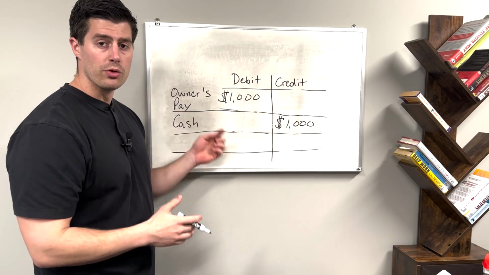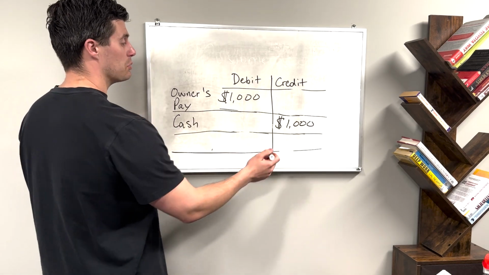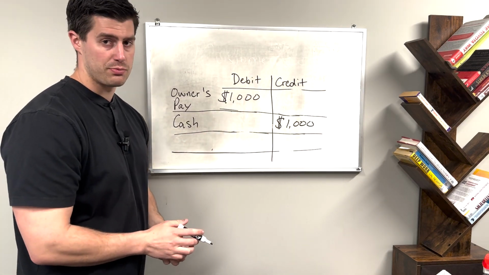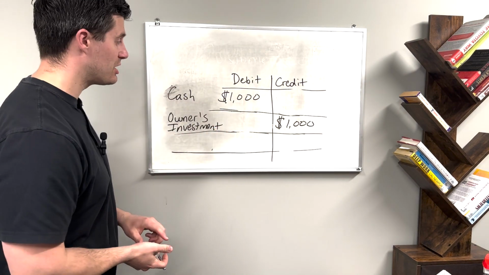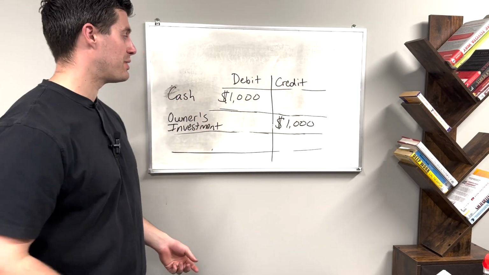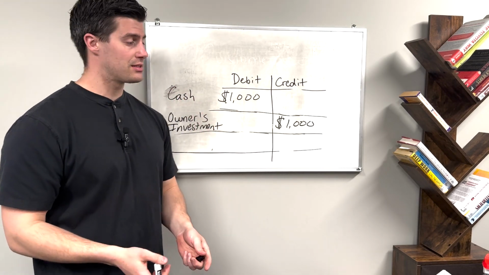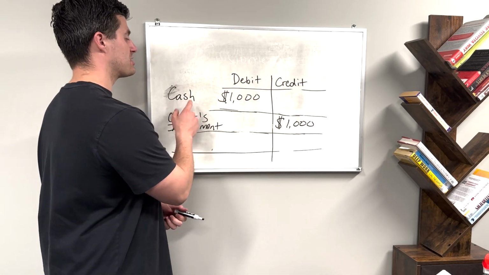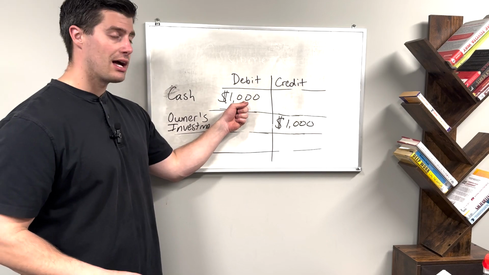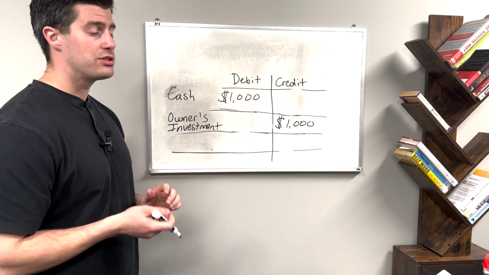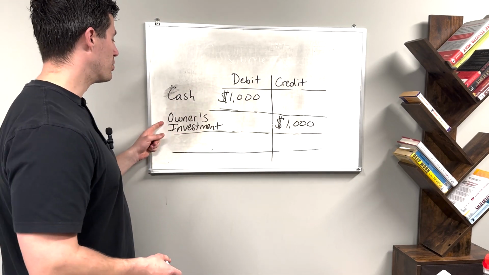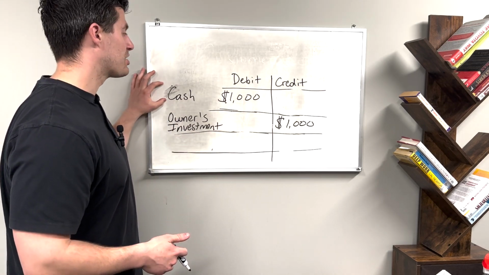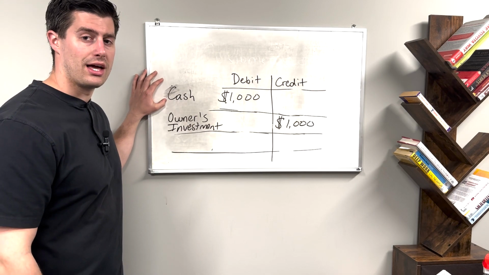Owner's pay, if this was the only transaction on our balance sheet, it would look like negative $1,000 cash, negative $1,000 owner's pay. Now the last thing I'm going to talk about, let's reverse the owner's pay. So imagine you just started a business and you take $1,000 of your personal money and you put it into your business checking account. So now your cash account has $1,000. What do we do with that? On the other side, we credit owner's investment. So we are increasing our equity by $1,000 and increasing our cash account by $1,000.